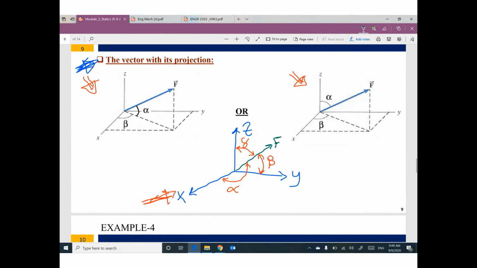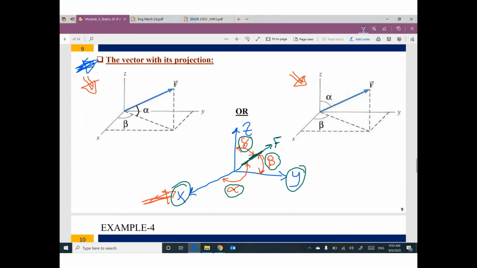But you need to remember something very important. These angles are between the force itself and the axis. So alpha between the force and the x-axis. Beta between the force and y-axis. Gamma between the force and the z-axis. So we have something identical for all of them, between the force and the axis.